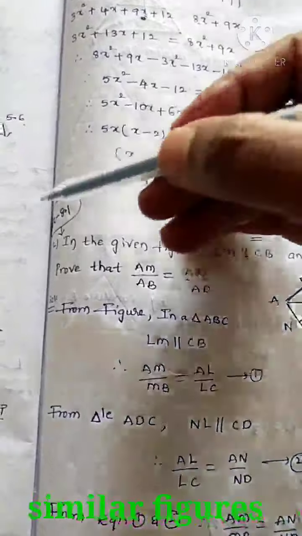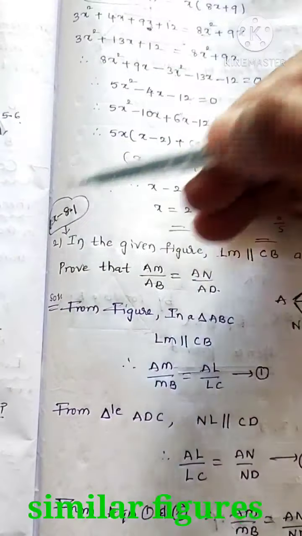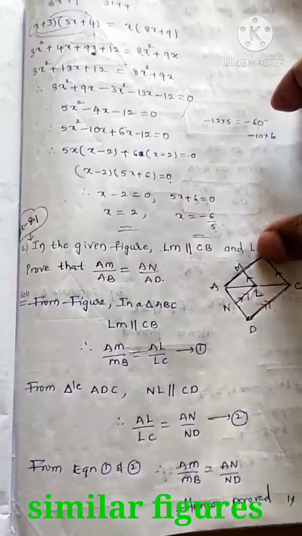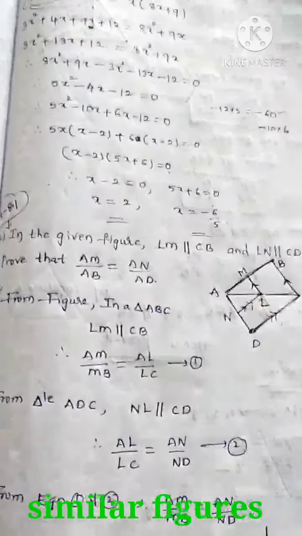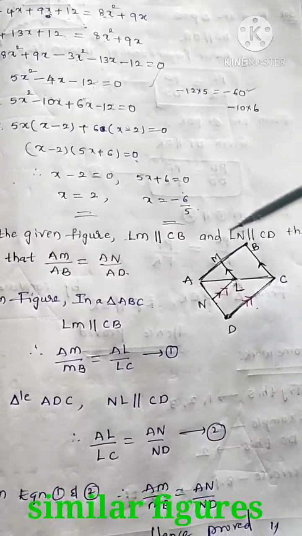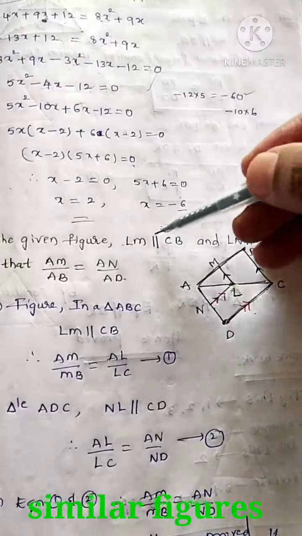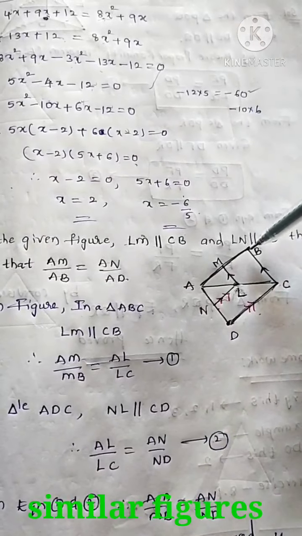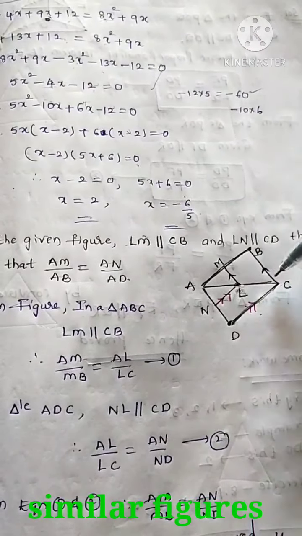Now I am explaining Exercise 8.1 second question. See, the second question is an application of the BPT theorem. Here everything will be applications of the BPT theorem and the converse BPT theorem. In the given figure, observe carefully in the textbook, LM is parallel to CB. Where is LM? LM is parallel to CB or BC.